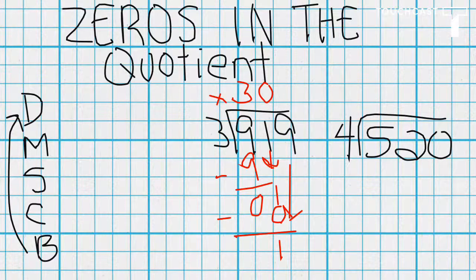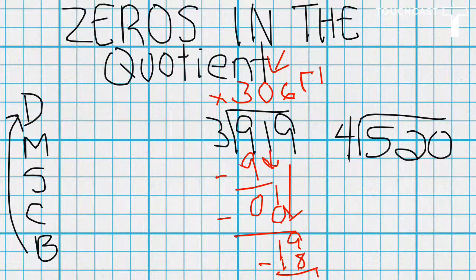Okay, and so now 3 goes into 19 6 times. 6 times 3 is 18. We subtract, running out of room here, but we have 1 left over, so that would be our remainder, 1. Okay, so notice the 0 in the quotient. That's really the essence of today's lesson.